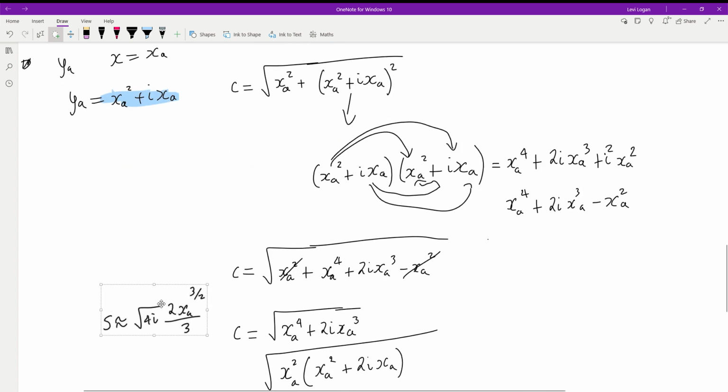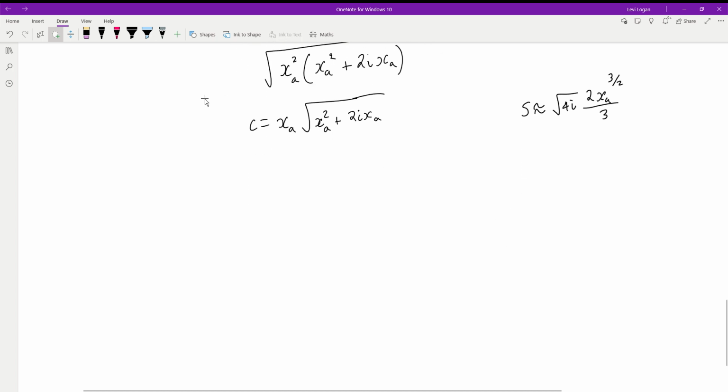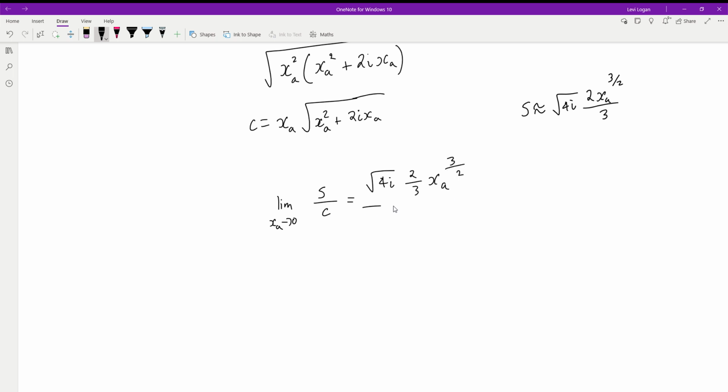Now we actually can't physically draw this diagram because of our function, but we've got to see what actually happens. So we've got to basically see, alright, the limit as x of a goes to 0 of s over c. Let's see what happens. So let's substitute this here at the top. So we get the square root of 4i 2 over 3 x of a 3 over 2, divided by x of a times the square root of x of a all squared plus 2i x of a.